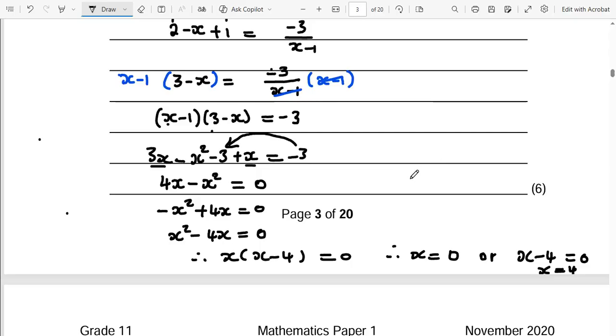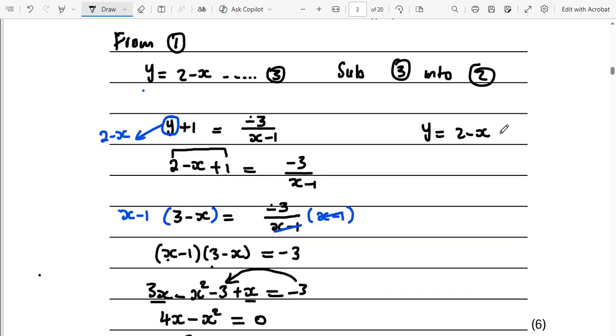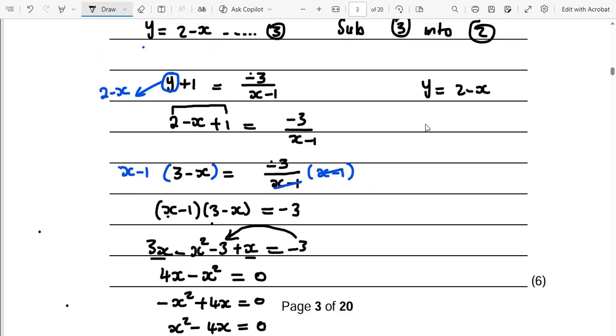So to find the y values, we're going to use an equation. We said that y is equal to 2 minus x. So we know that x is 0 or 4, and we need to find the corresponding y values. If the value of x is 0, what is your y? So y will be 2 minus 0. The y value is 2. So this is the first corresponding y value.